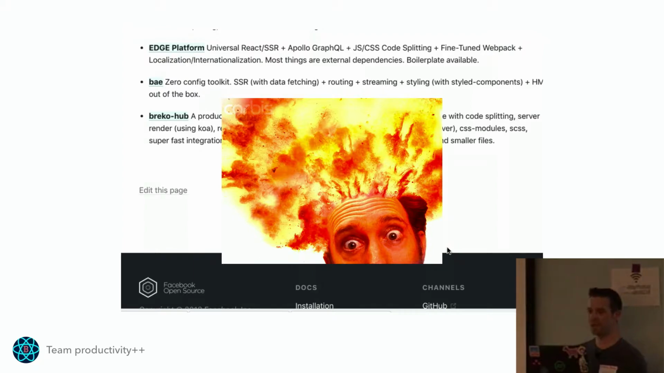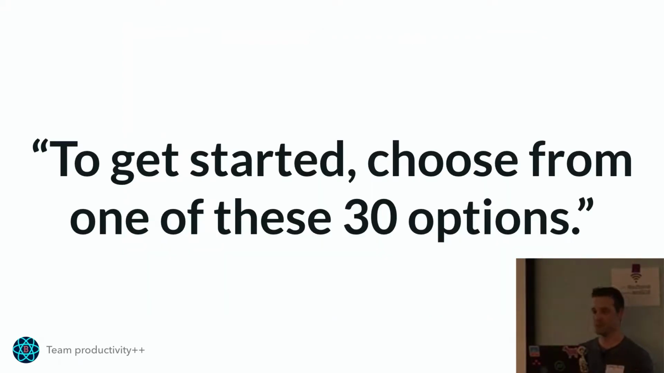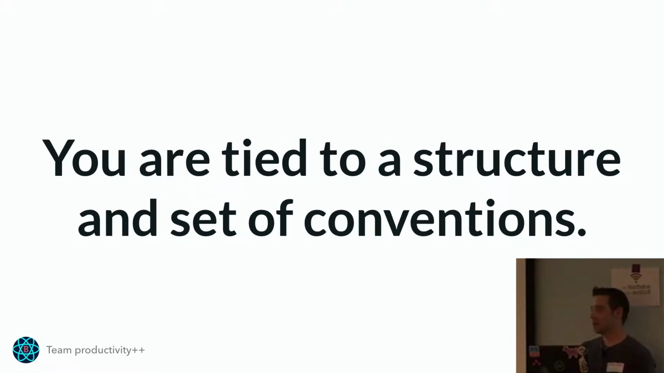So you have this thing of, hey, to get started, just choose from one of these. And there's probably more than 30. I didn't actually count them. But so how do you get around that? Well, first of all, you're kind of tied to these structures and conventions. And as your project begins to evolve and things change, this can get difficult.